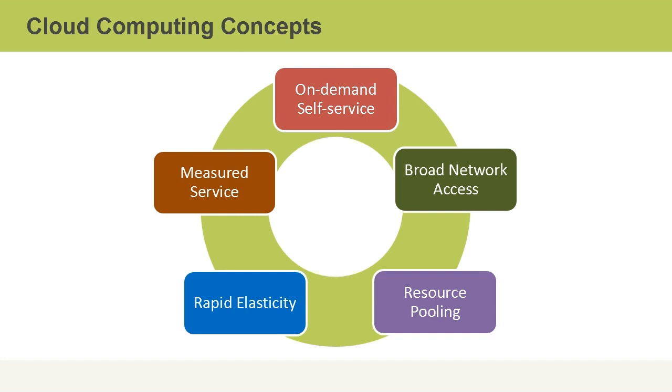Rapid elasticity refers to the fact that we can provision as well as deprovision cloud services as needed. So, in our previous example, where we need more cloud storage, either personally or even at the enterprise level, we can expand that storage immediately. In the same way, we can reduce that service as we don't need it.